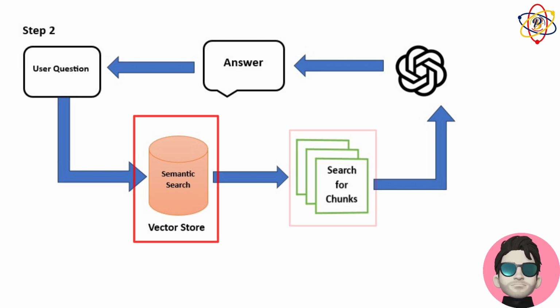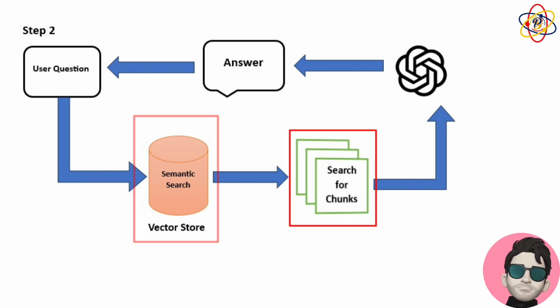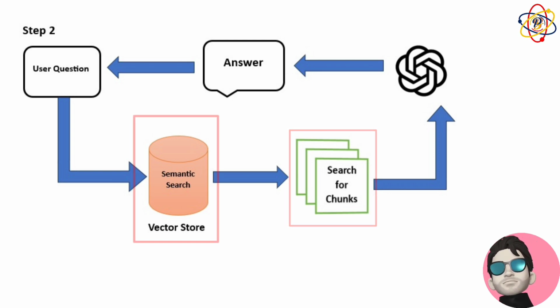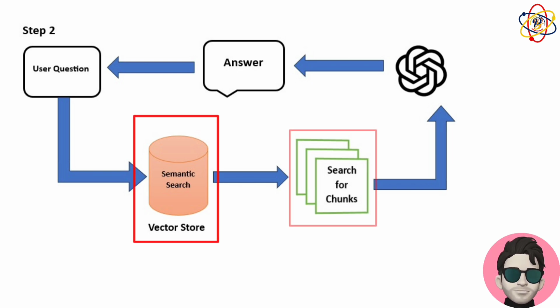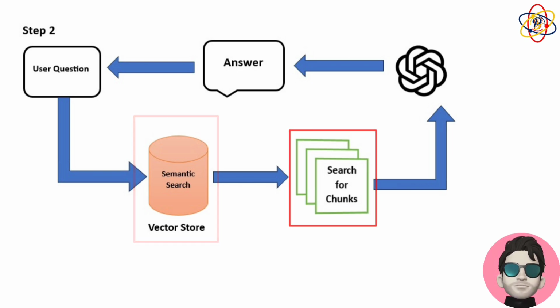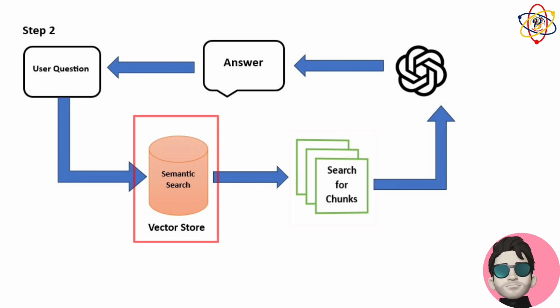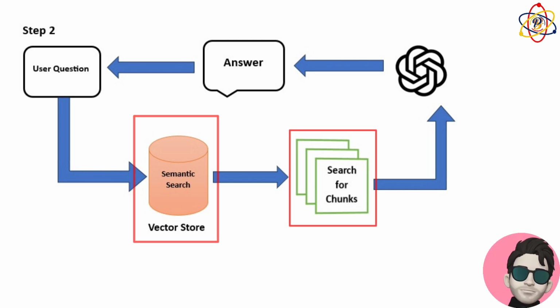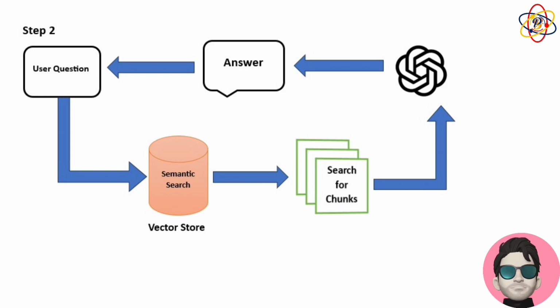The vector store contains pre-indexed data that can be quickly searched to find relevant chunks of information. Then the user question is converted into a vector and compared against the vectors in the store to find the most relevant data. Then the relevant chunks identified by the semantic search are retrieved for further processing.